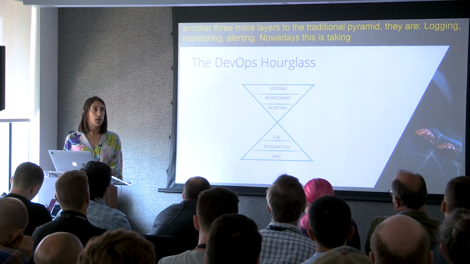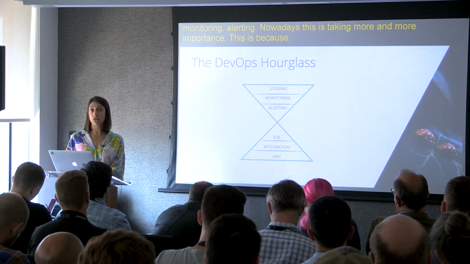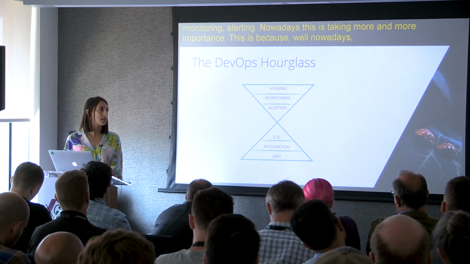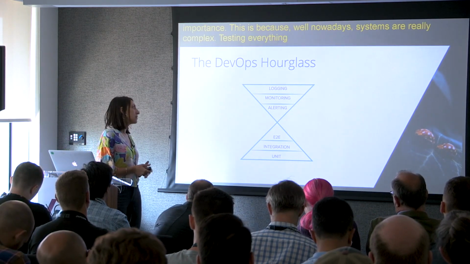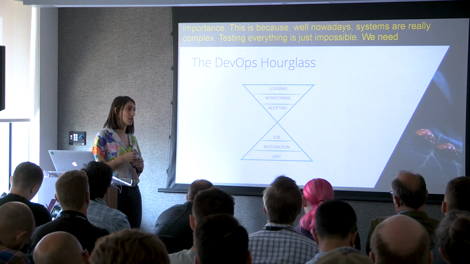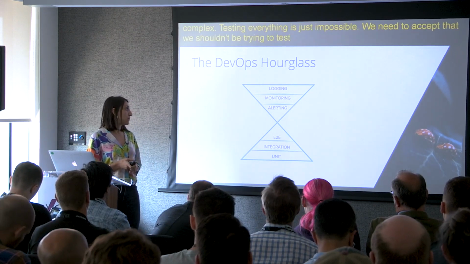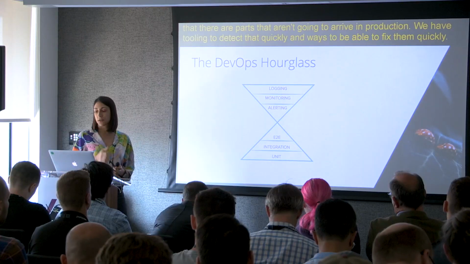This is because nowadays systems are really, really complex, and testing everything is just impossible. We need to accept that we shouldn't be trying to test every single thing. And we need to accept that there are bugs that are going to arrive in production. That's a fact. So what we can do is prepare ourselves, have tooling to be able to detect those bugs quickly, and ways to be able to fix them quickly. So this is the latest pyramid that I wanted to show.